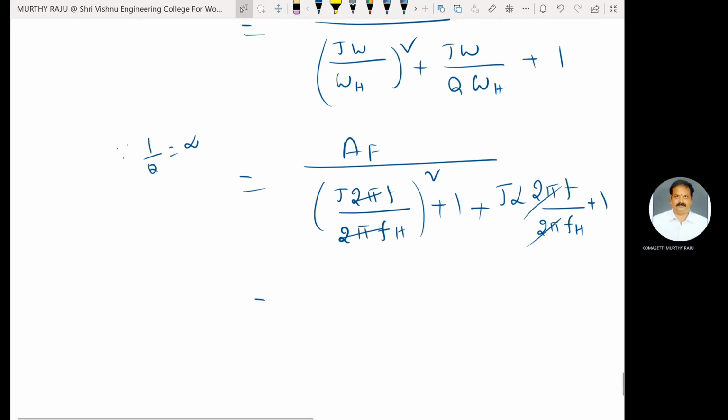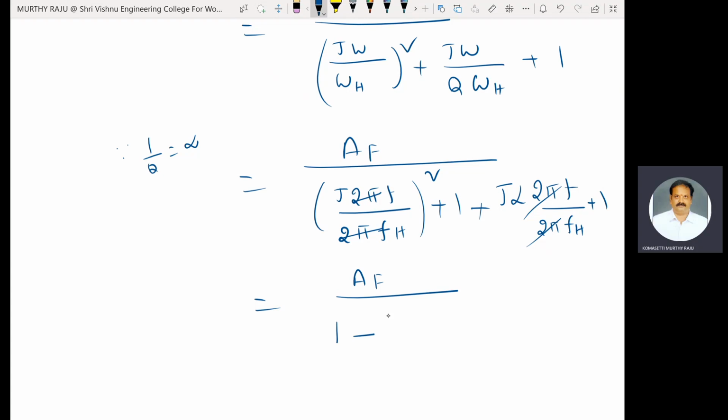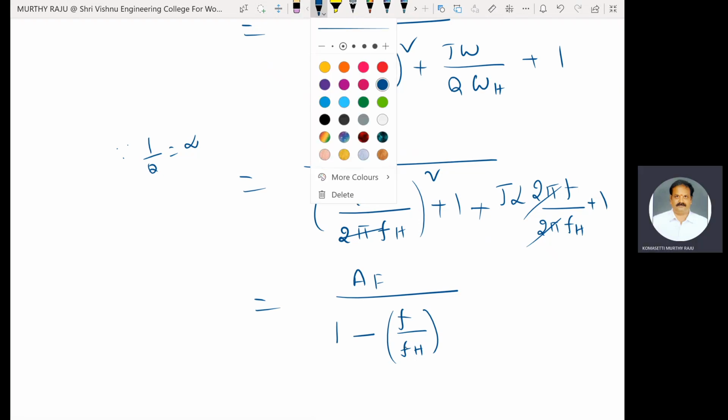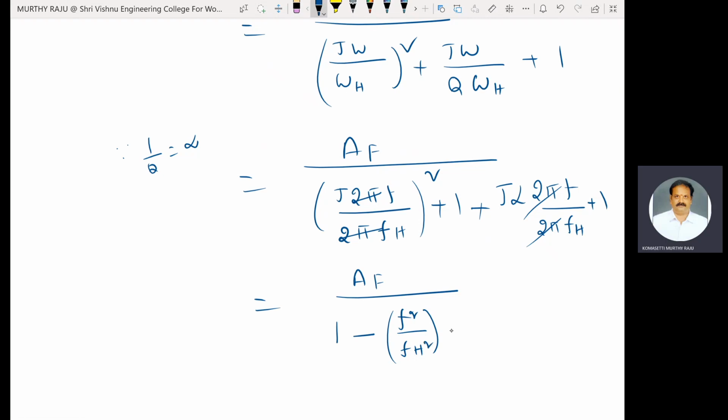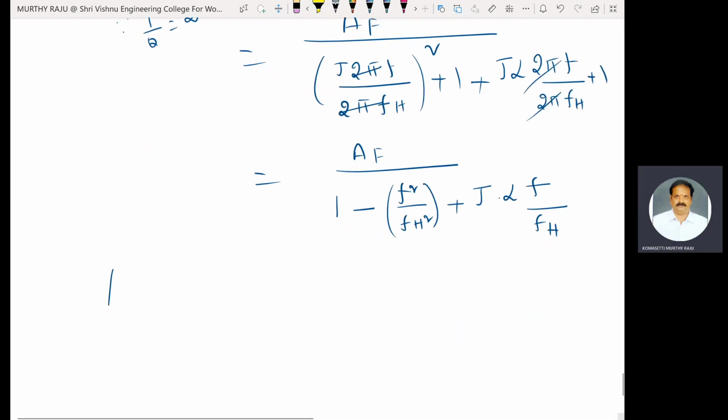that is equal to A_F by 1 minus, j squared is minus 1, that is minus (f by f_H) whole square, that is f squared by f_H squared, plus j into alpha f by f_H. Find out the magnitude of that one.